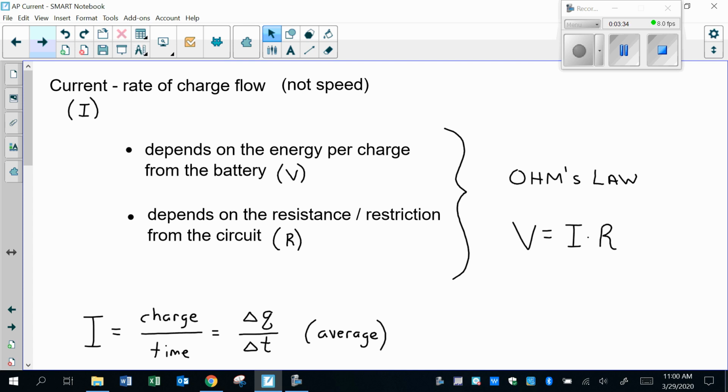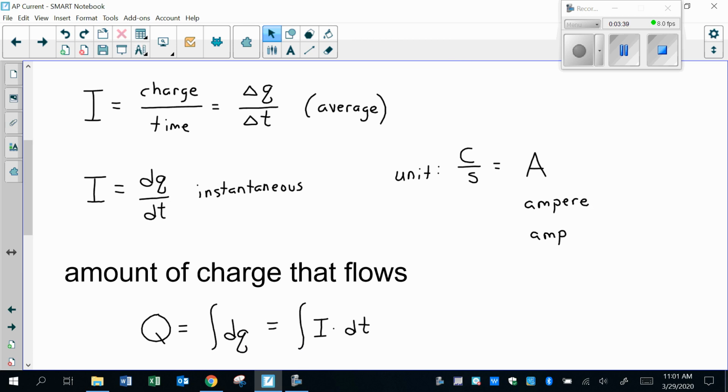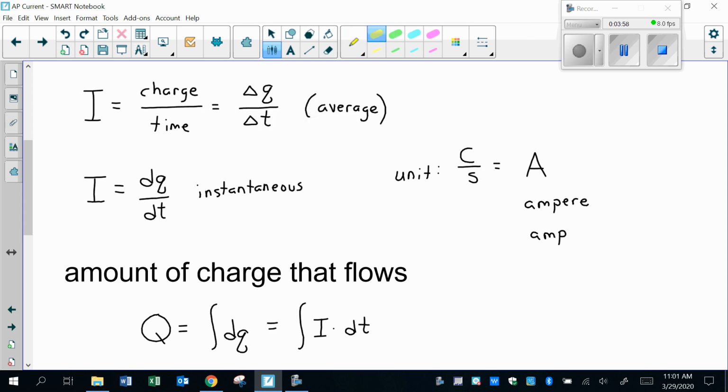As we scroll down the page here, our current can be determined by the amount of charge going by in a given amount of time. With our advanced knowledge of math, we know that delta Q over delta T is technically an average. Make it a small enough time, and we get an instantaneous current. We will at times come across examples where we have a current that is changing. The unit is going to be a coulomb per second, which is a unit that makes perfect sense, but we do have an abbreviation for that.